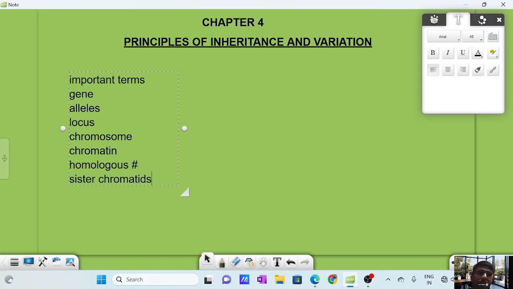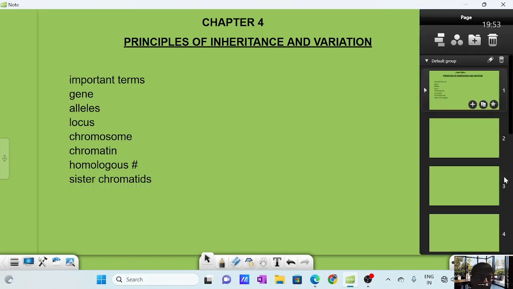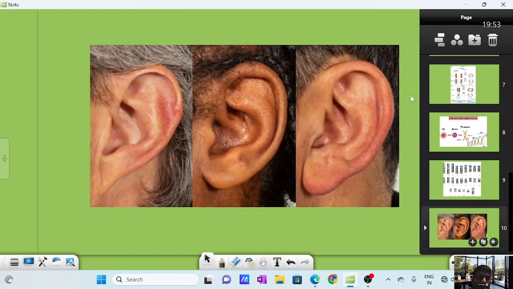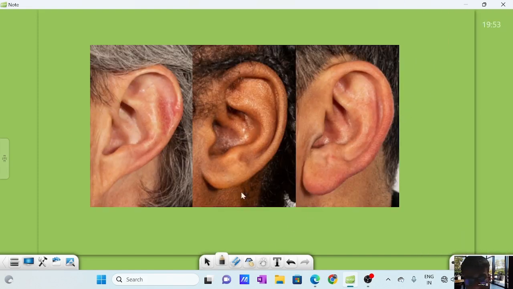How is variation caused? Variation is caused due to recombination during cell division, or variation can be caused due to mutation or environmental factors, etc. So, a good example of inheritance. I will give a good example of inheritance. Look, this is a good example of inheritance.